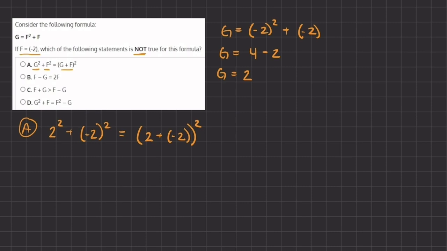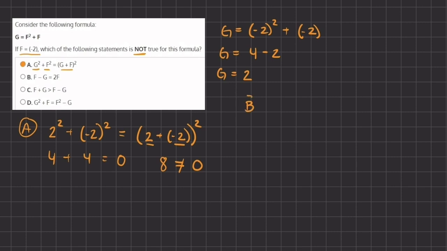Alright, so if we simplify, we have 2 squared, which is 4, plus negative 2 squared, which is also a positive 4, equals 2 plus negative 2, which is 0, and 0 squared gives us 0. So we have here 8 does not equal 0, which is incorrect. And because in this question we are looking for the incorrect answer, then A is going to be our answer for this one. And now let's take a look why B, C, and D are true statements and therefore not our answers.